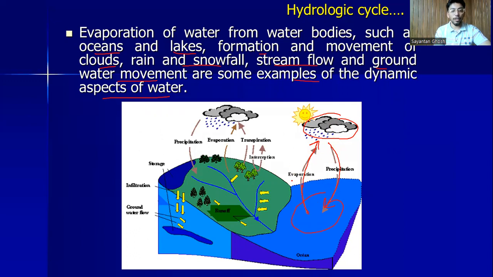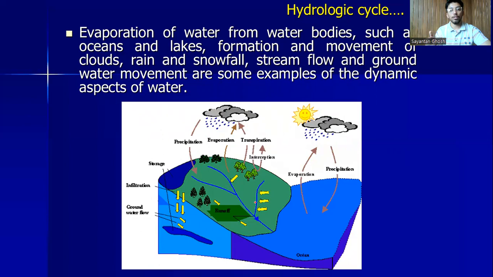Similarly, the clouds have formed due to evaporation and transpiration. Then there will be precipitation. Precipitation will be in the form of rainfall in low-lying areas, and in the higher regions, in the mountains and glacial areas, it will be in the form of snowfall. Then again it will fall on the earth. After falling on earth, the snow will melt, or the rainfall water will again start to flow towards the low-lying regions or towards the nearest stream.